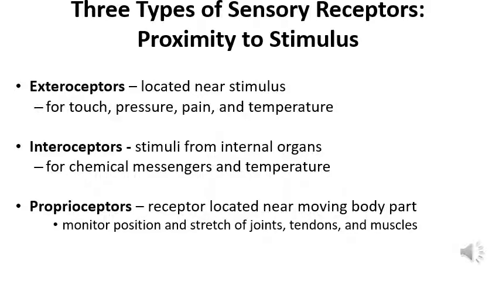And then finally, we got proprioceptors. And these are receptors that are going to be located near moving body parts. We mentioned once upon a time that proprioceptors are really, really important in monitoring body position and balance. And proprioceptors are going to be monitoring position and stretch of joints, tendons, and muscles, leading to our brains being able to interpret our particular position, our posture, and our balance at any given moment.